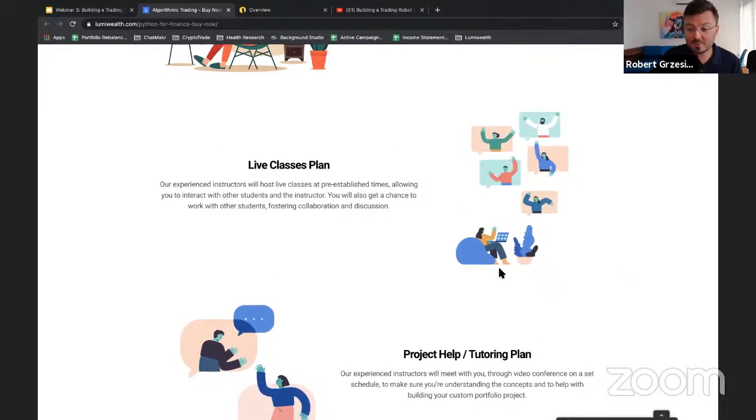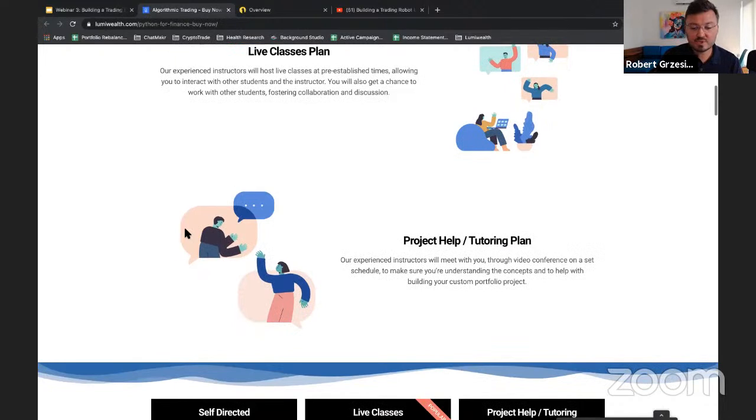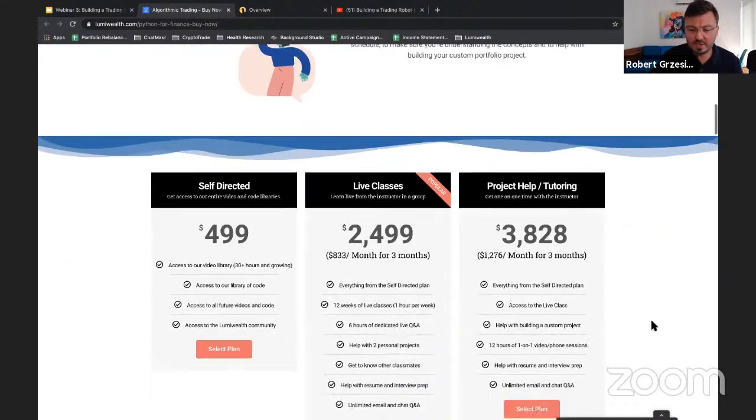Okay, so that's definitely our most popular plan, the live classes. Then we also have a project help and tutoring plan in case you want to have someone actually working one-on-one with you to help you build out a project. Some people don't want to learn how to code. Some people just want to have it built for them. And some people do want to learn how to code, but they have very specific needs. So this is the kind of plan that helps with that. That's the information about it.